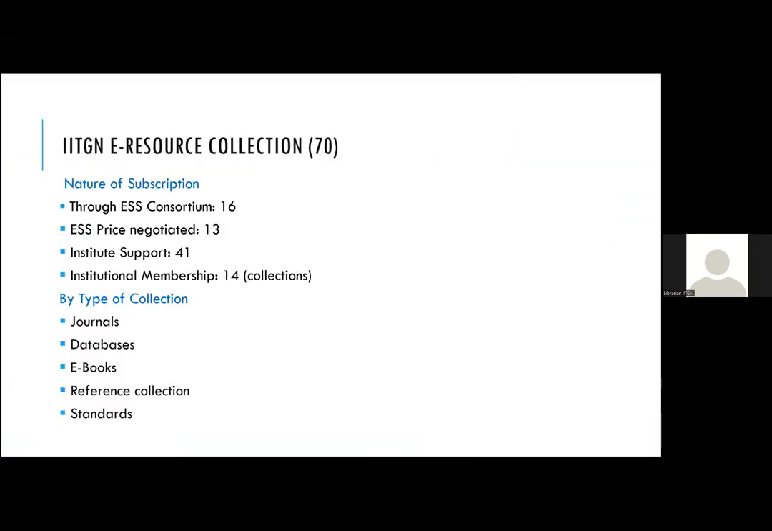And then what do we subscribe to, or how do we subscribe? So we have nearly about 70 electronic resources, mostly collections, barring a few individual titles. Out of the 70, 16 resources are fully supported by the eShodh Sindhu Consortium. Then there are 13 resources where the price is negotiated by the consortium, and IIT Gandhinagar pays for it, and the institute supported are 41 resources.